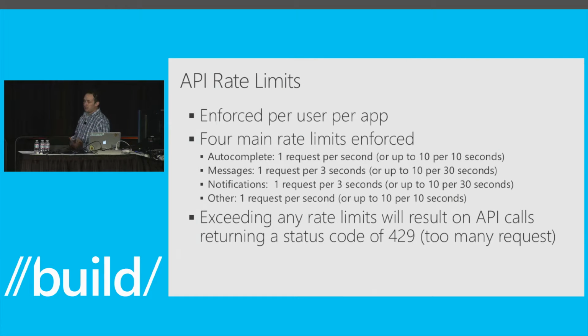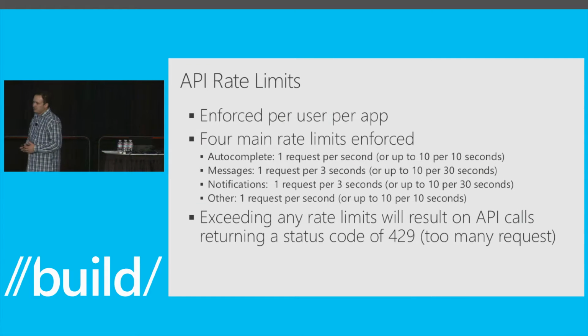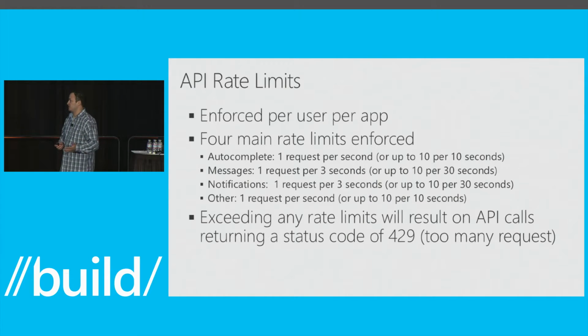Now, as with any public API, we need to enforce rate limits to prevent abuse. So the rate limits will be enforced per user on your application. Among the different APIs, we bucket them into four different rate limits. For autocomplete, which is one of the most common calls, we have 1 request per second or up to 10 requests per 10 seconds. So if you start sending requests too fast and you get to 10 in 5 seconds, the API is going to block you.